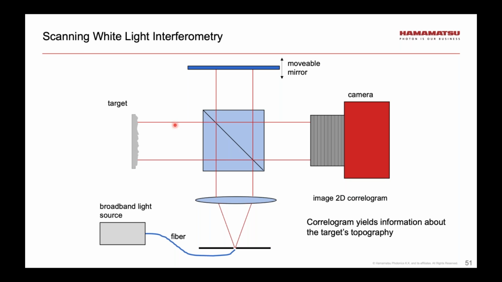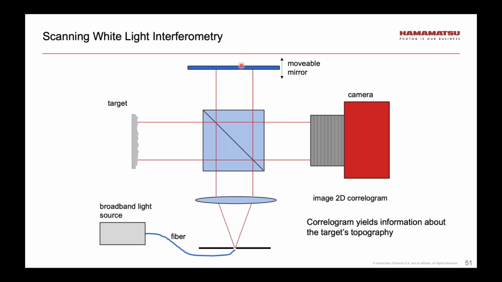Another interesting application which utilizes the very short coherence length of a broadband source is white light interferometry. This is basically a 2D version of optical coherence tomography. I have a target here whose topography I would like to study, the shape of the surface, or maybe some features close to the surface. Right. So this could be biological tissue or some other, maybe man-made, material.